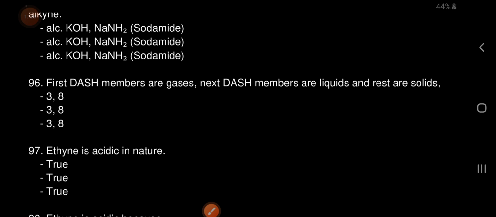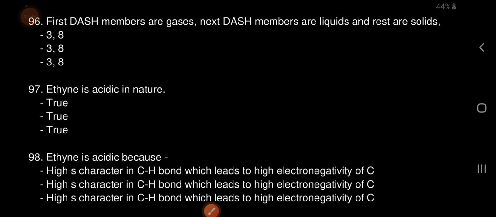First 3 members are gases and the next 8 members are liquids. Ethane is acidic in nature.